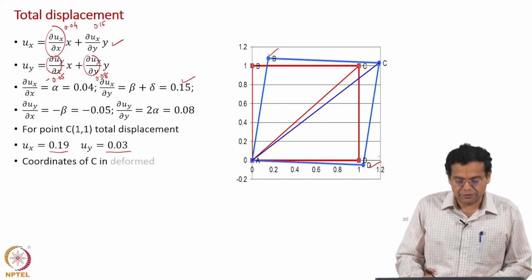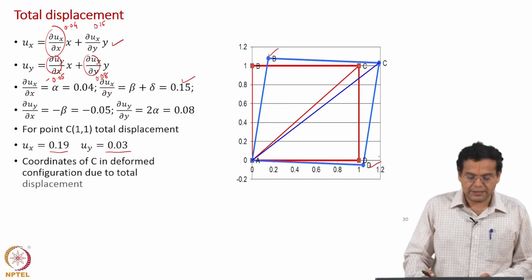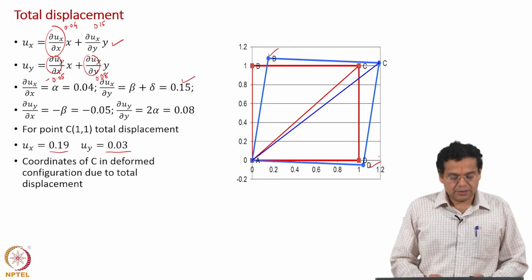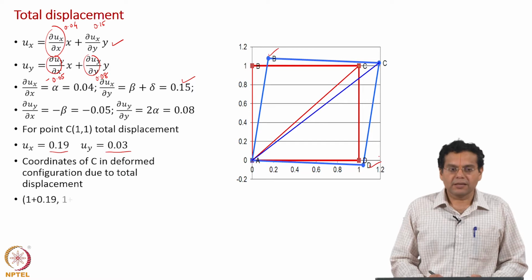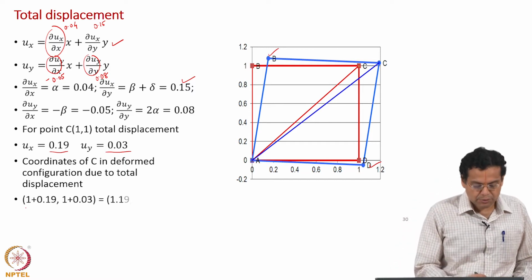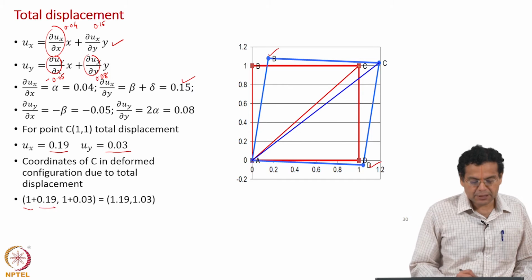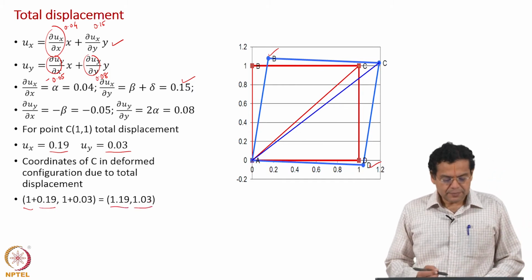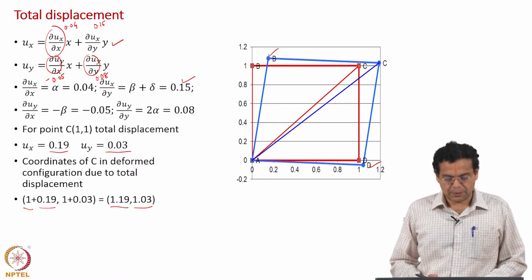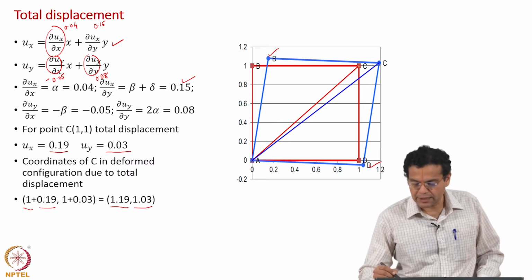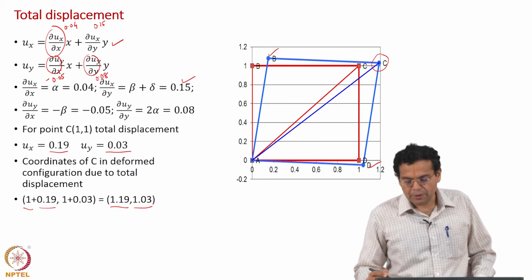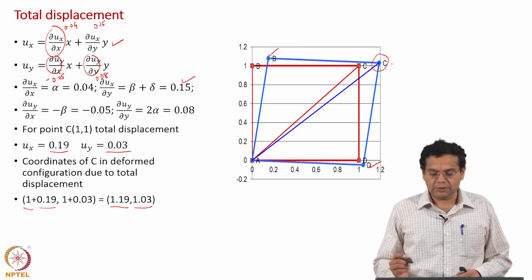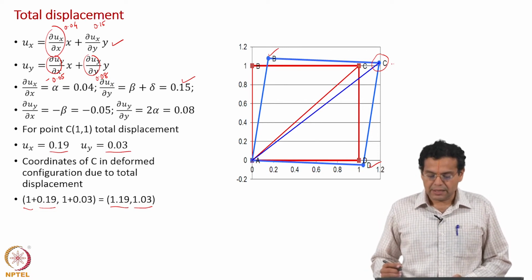Okay, so, coordinates of C in deformed configuration due to displacement, you know the displacement. So, just add to the original coordinate. Original coordinate is 1 and the displacement is 0.19. So, 1.19, and similarly in the y direction 1 plus 0.03, 1.03, and that is what is shown here. It is 1.19, almost 1.2, and this 1.03, slightly above 1. Okay. So, those are the coordinates. Similarly, you can calculate for A, B, C, D.